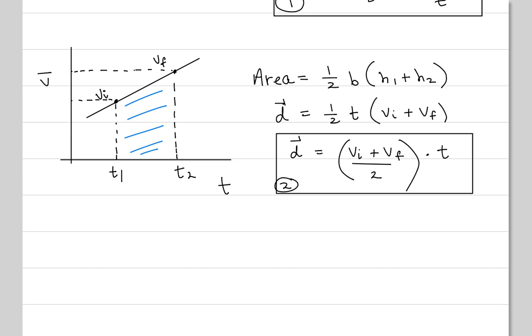Cool on this? Okay, let's jump into the third.